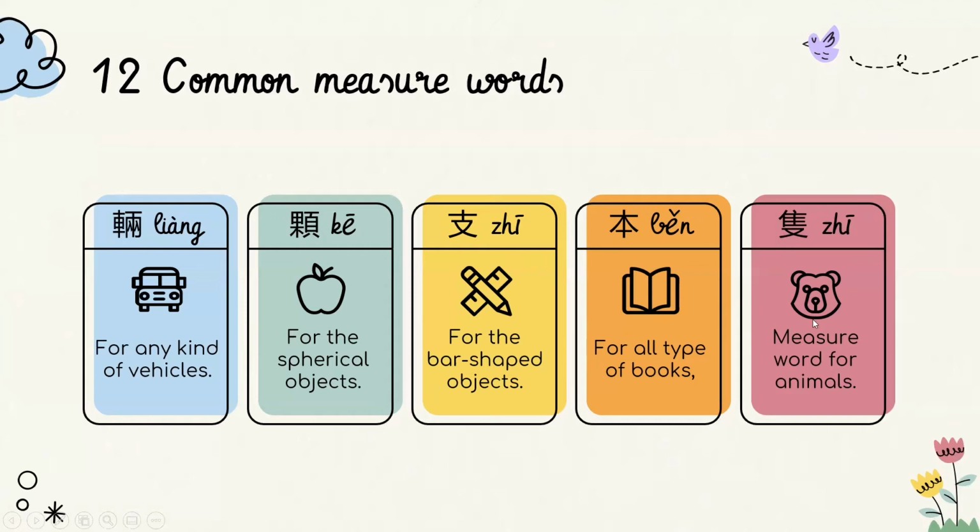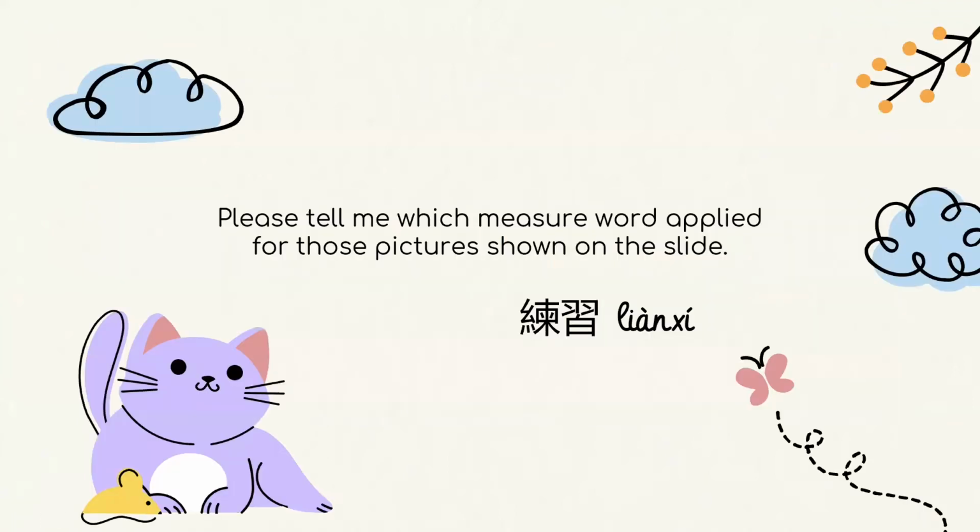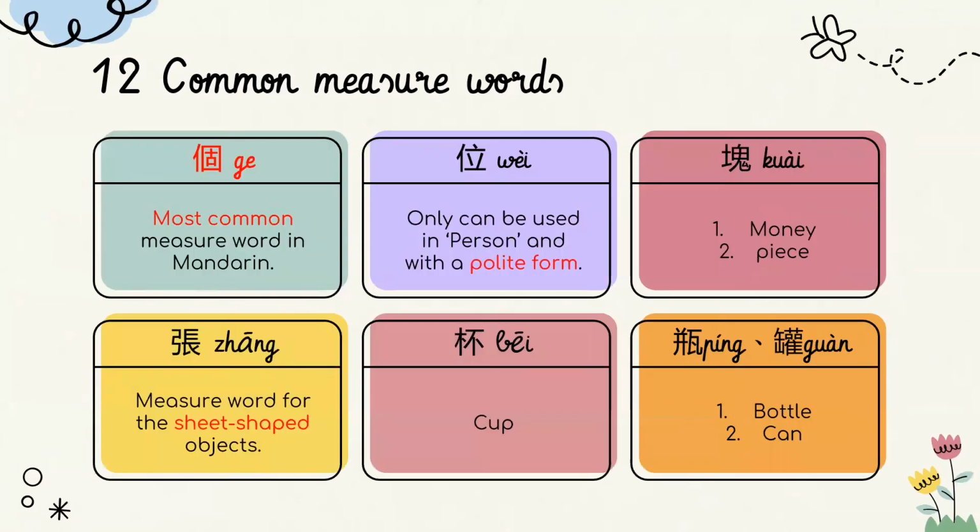And this 只 is for any animal. It's a measure for any kind of animal: dog, bear, fish, or tiger. So do you remember all of them? Let's try again.